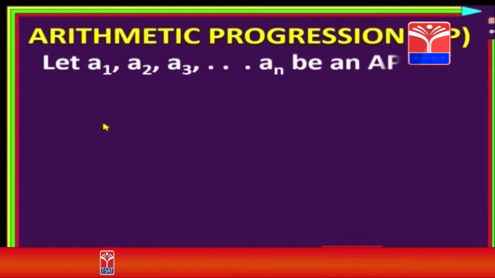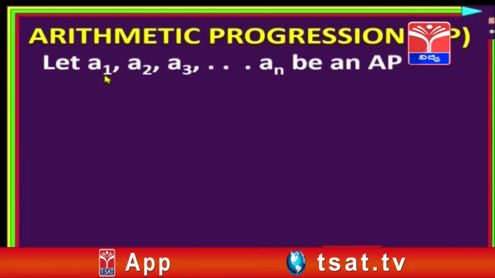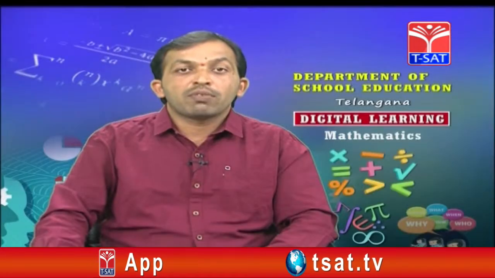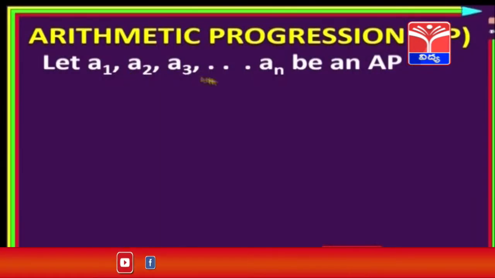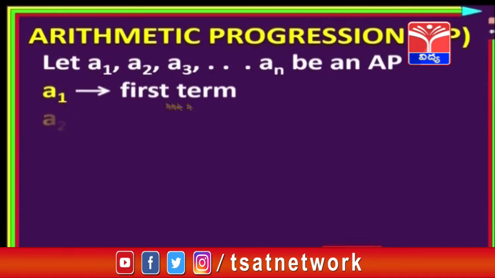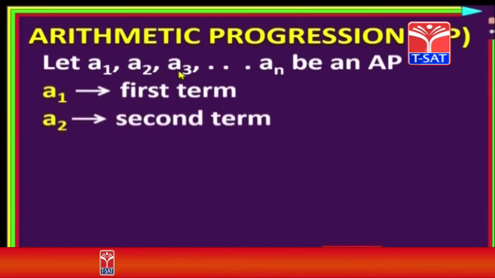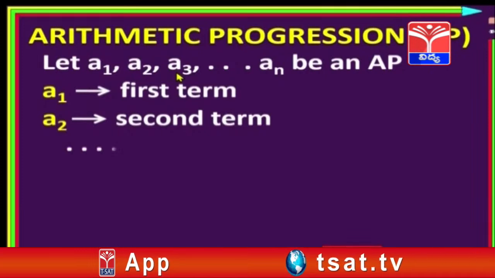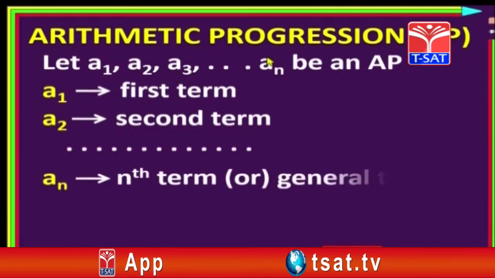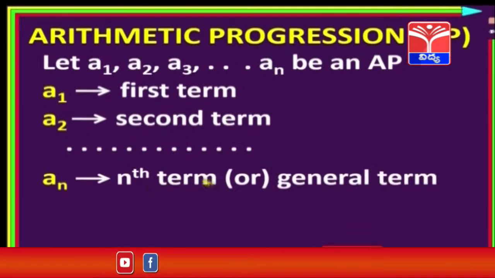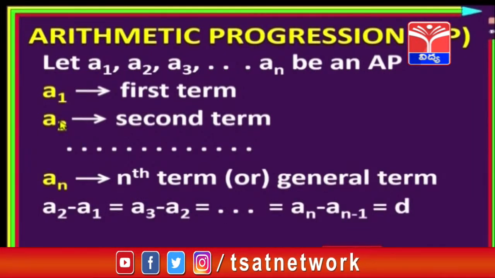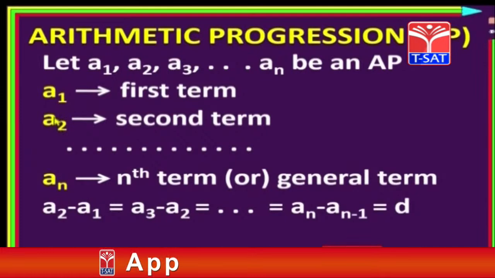Now let us see the series of an arithmetic progression. The terms of an arithmetic progression are of the form a1, a2, a3, and so on up to an. Here a1 is called the first term, a2 is called the second term, similarly a3 is called the third term, and so on. The last term an is called the last term, or the nth term, or we can say the general term also. If we find the difference between consecutive terms, those are a2 minus a1, a3 minus a2, and so on, up to an minus a(n-1).